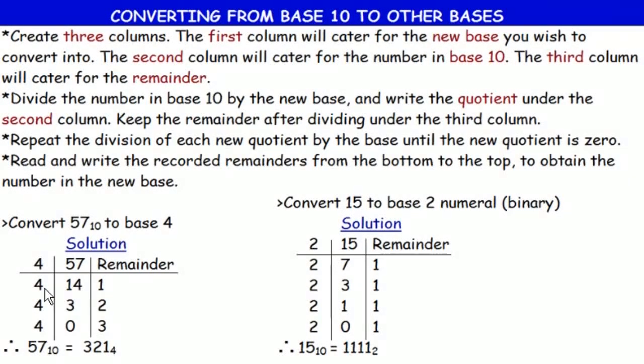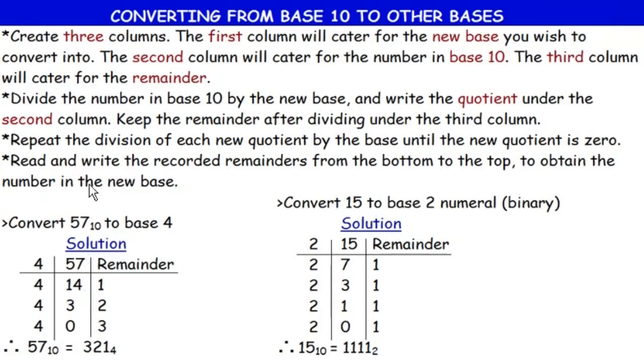So what is 14 divided by 4? It is 3. So you keep the quotient under the second column once again, and the remainder under the third column. 4 times 3 is 12. Remainder what? Remainder 2. So I'm going to keep the 2 here. Good. Now 4 into 3 is what? It is 0, remainder 3.